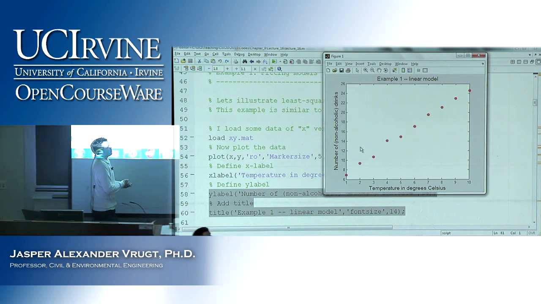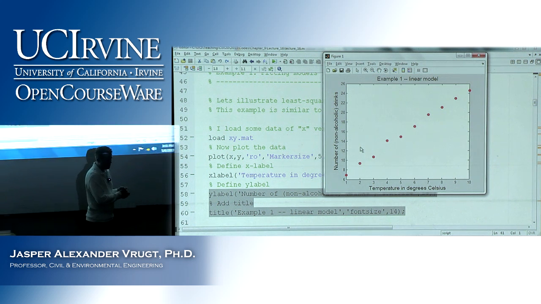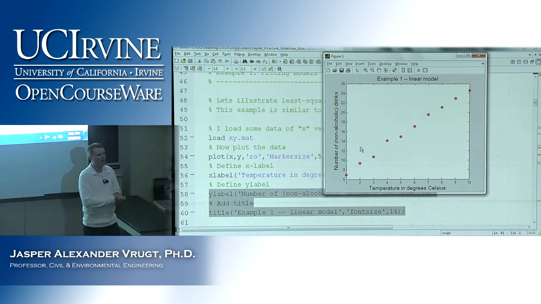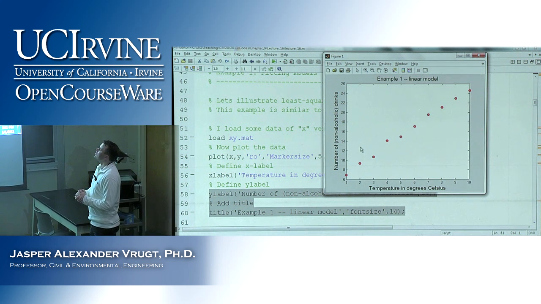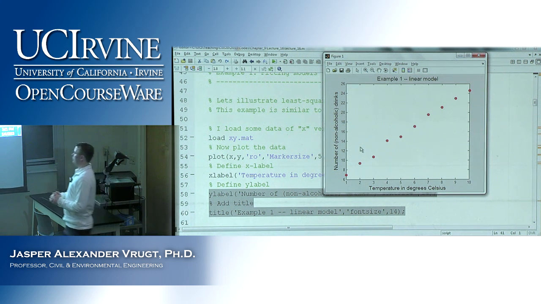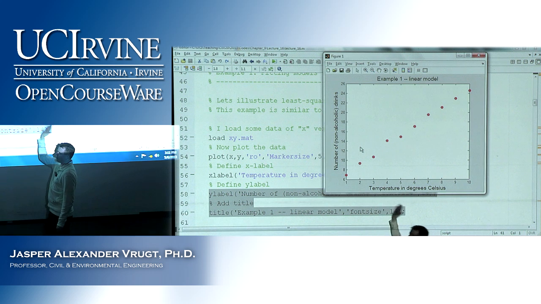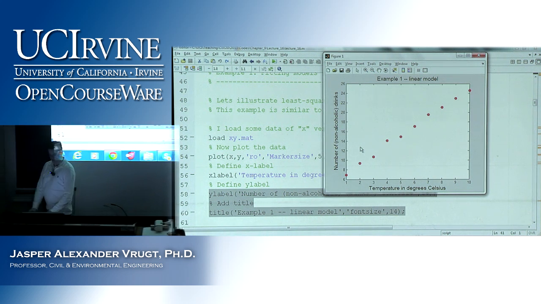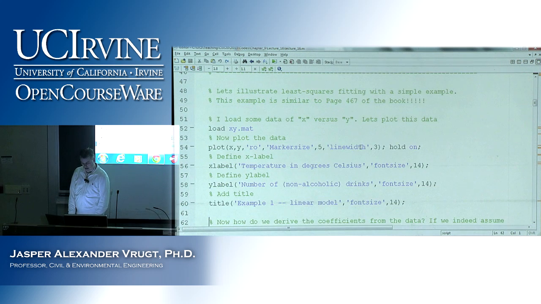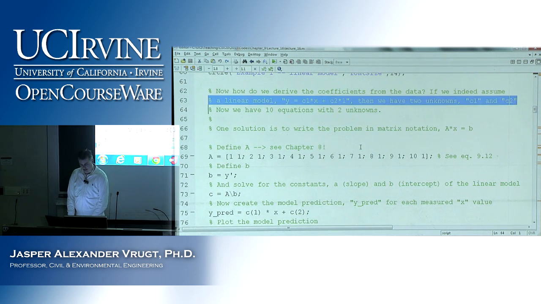Now I look at this data and I'd like to fit a function through it so that I can predict how many drinks I would get if the temperature, for instance, is 12 degrees, or if it's 7.5 degrees, in between measurement data. So we fit a model through this data, and we can use least squares for that. Imagine that we fit a linear model.